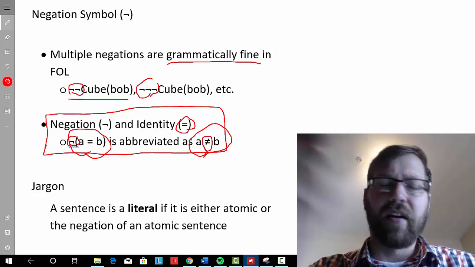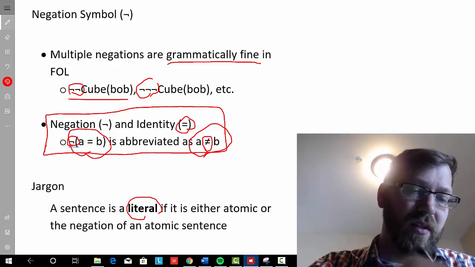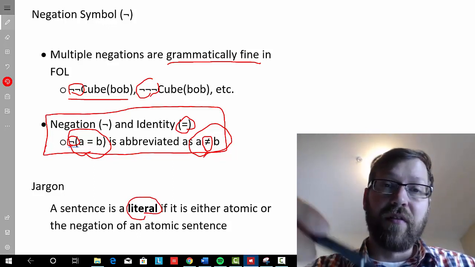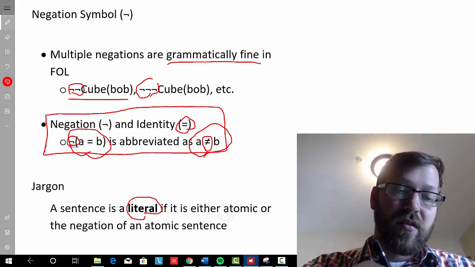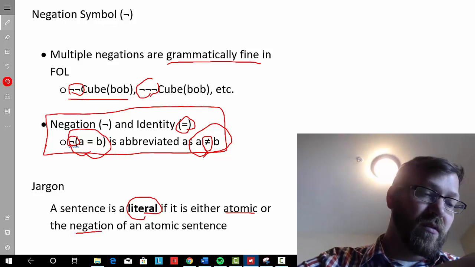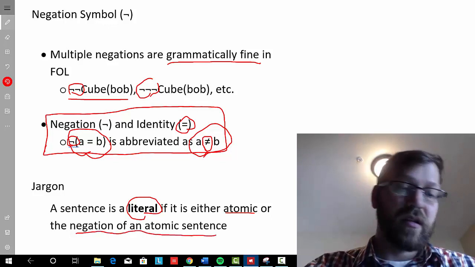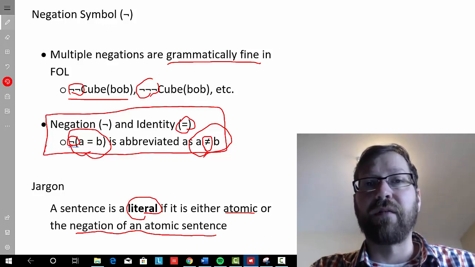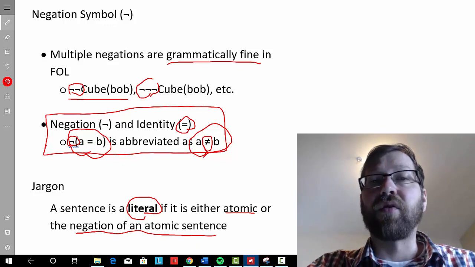All right, so just as a matter of jargon, if the term literal comes up, just know that what falls under that classification is atomic sentences, but also the negation of atomic sentences. Either case, whether we're talking about an atomic sentence or the negation of an atomic sentence, those are literals.